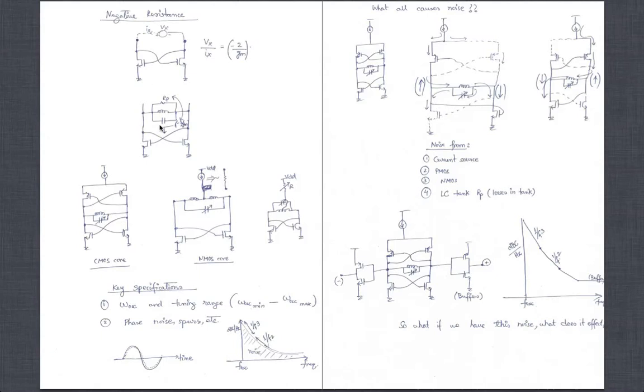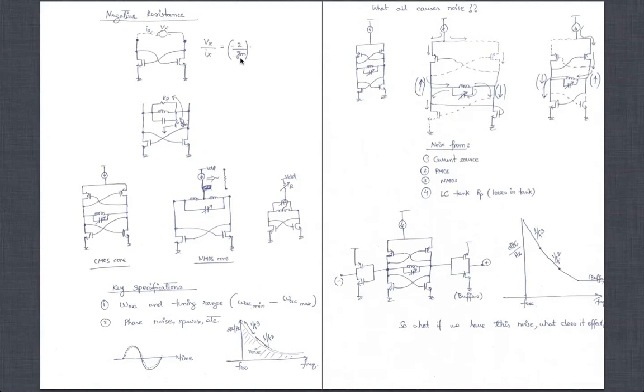So what are the different kinds of cores that are commonly used? People have all kinds of configurations. I will only show you some of them which are very common. The first one is shown here, which uses a CMOS core. The reason we call it CMOS is because we have cross-coupled PMOS and cross-coupled NMOS.